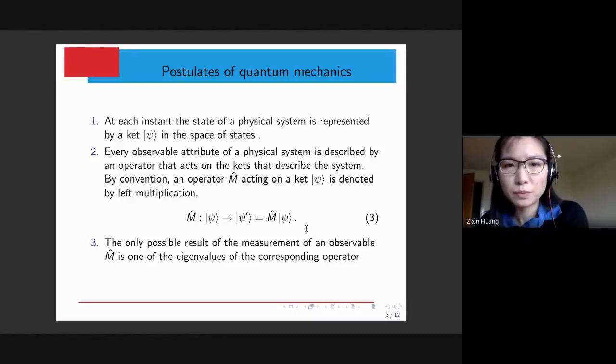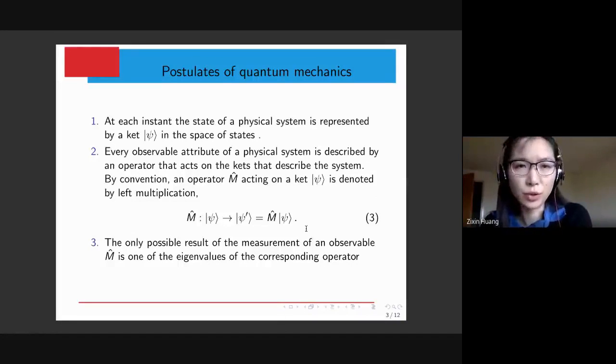So when quantum mechanics was formulated, there are these axioms, some of which you know. Postulate number 1 says that at each instant in time, the state of a physical system is represented by a ket, psi, in the space of states. So these are column vectors. This you already know.